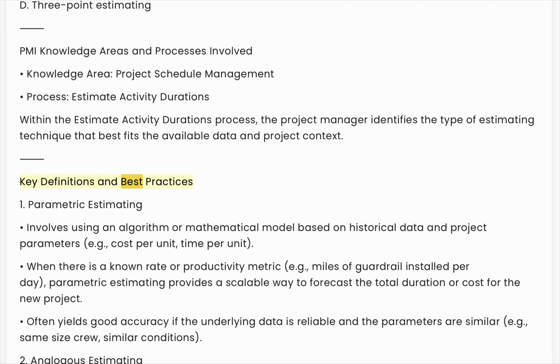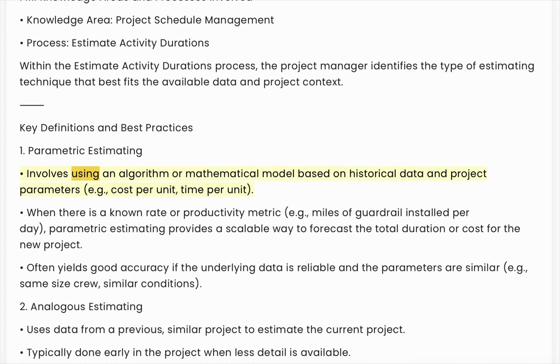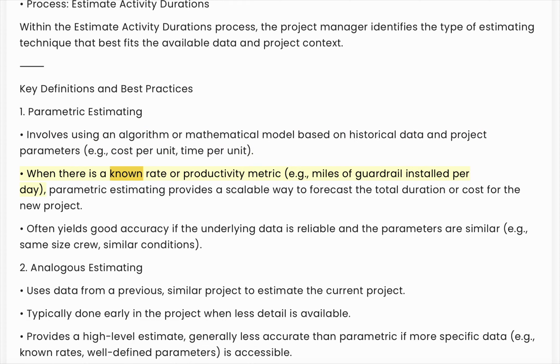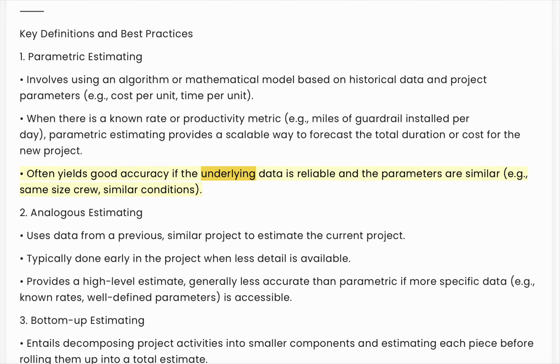Key definitions and best practices. 1. Parametric estimating. Involves using an algorithm or mathematical model based on historical data and project parameters, e.g., cost per unit, time per unit, when there is a known rate or productivity metric, e.g., miles of guardrail installed per day. Parametric estimating provides a scalable way to forecast the total duration or cost for the new project. Often yields good accuracy if the underlying data is reliable and the parameters are similar, e.g., same size crew, similar conditions.